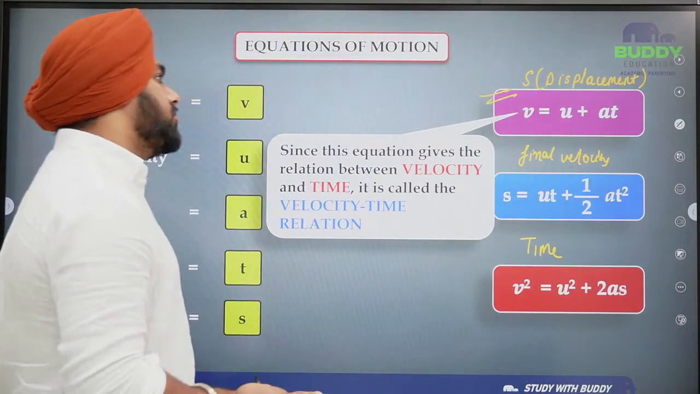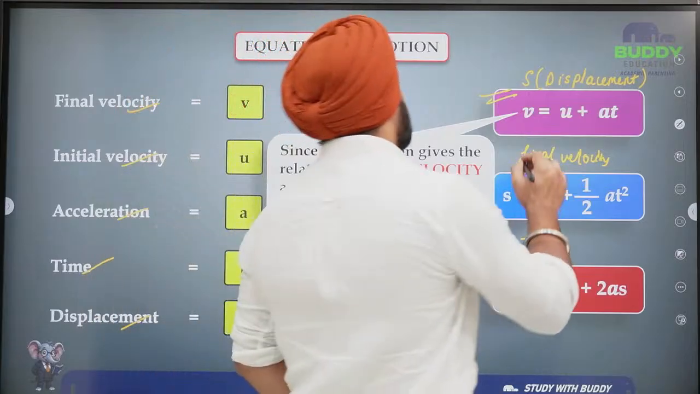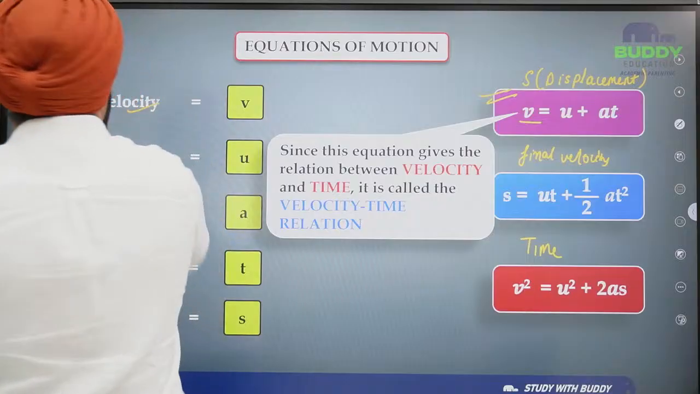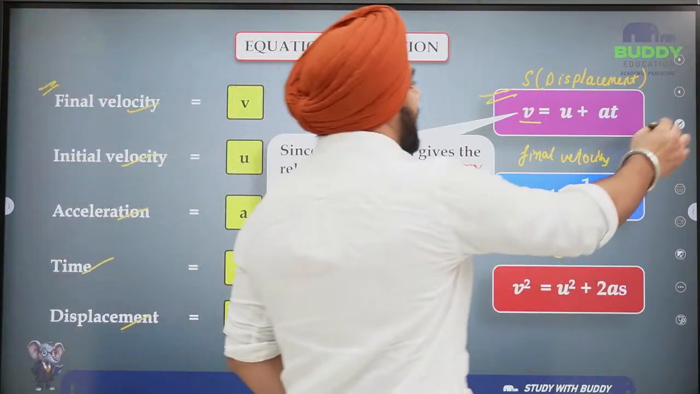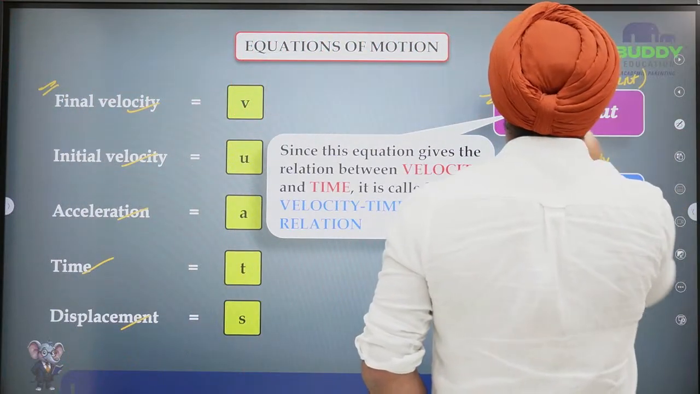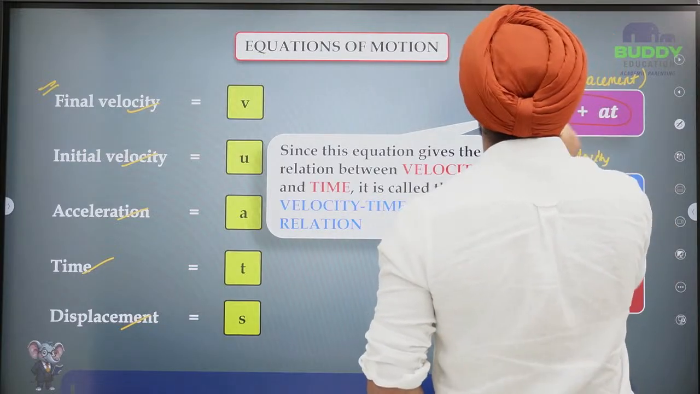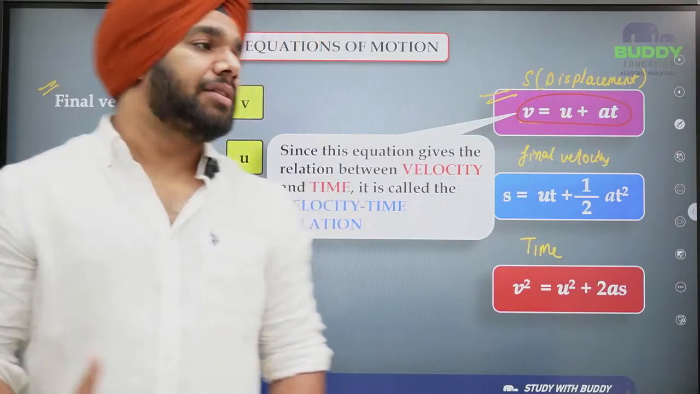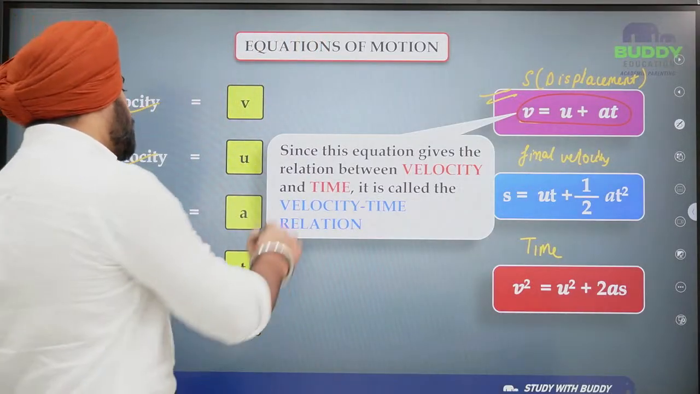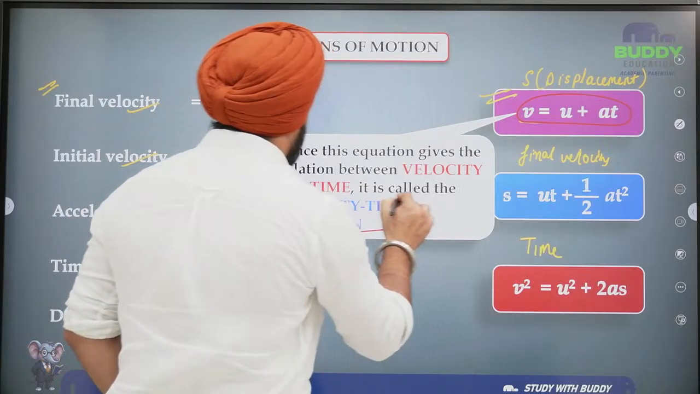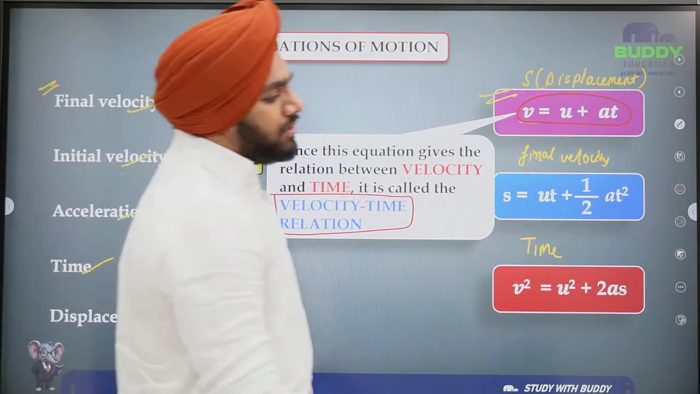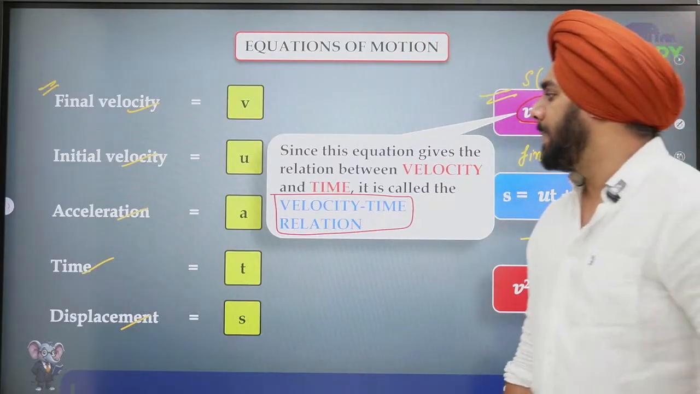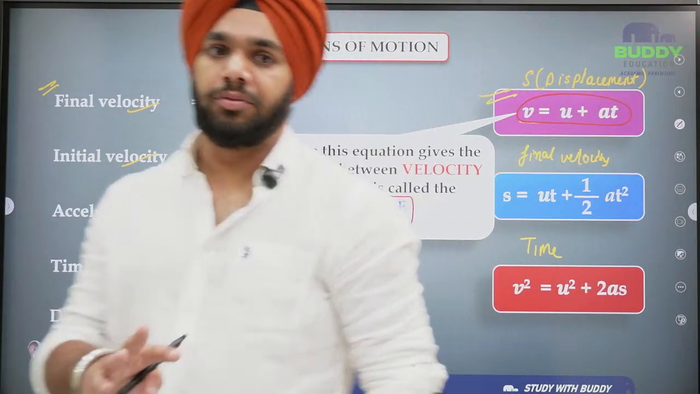So the first equation of motion is v is equal to u plus at, where v is the final velocity, u is the initial velocity, a is the acceleration, and t is the time. So you need to learn this. V is equal to u plus at. Now this gives you the exact relation between velocity and time. That is why we call it the velocity time relation. So the first equation is also known as the velocity time relation.